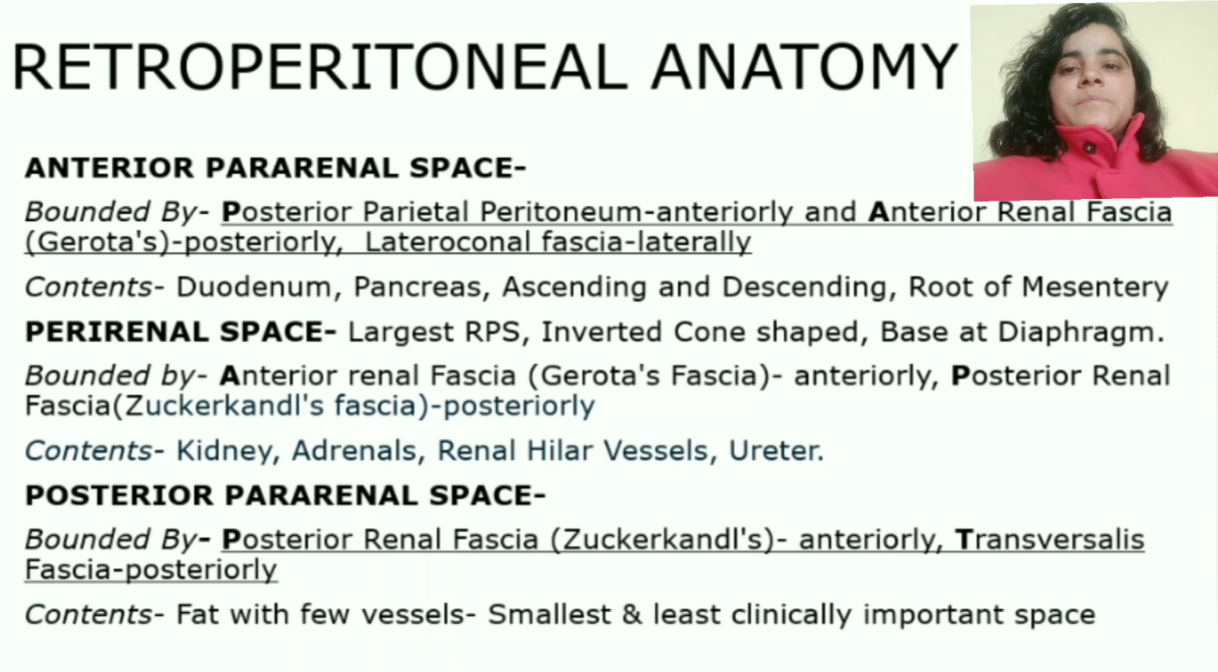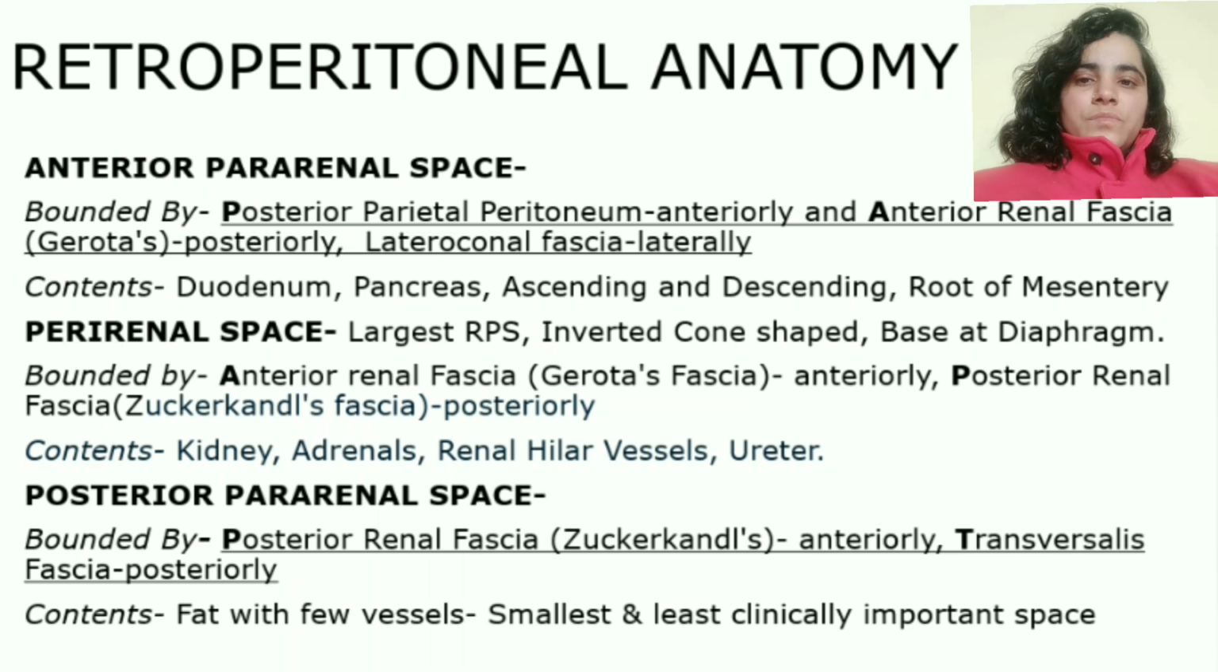Talking about the anterior pararenal space, it's bounded by the posterior parietal peritoneum anteriorly and posteriorly by the anterior renal fascia, that is the Gerota's fascia. Laterally it is bounded by the lateroconal fascia. Its contents are duodenum, pancreas, ascending colon and descending colon, and root of mesentery.